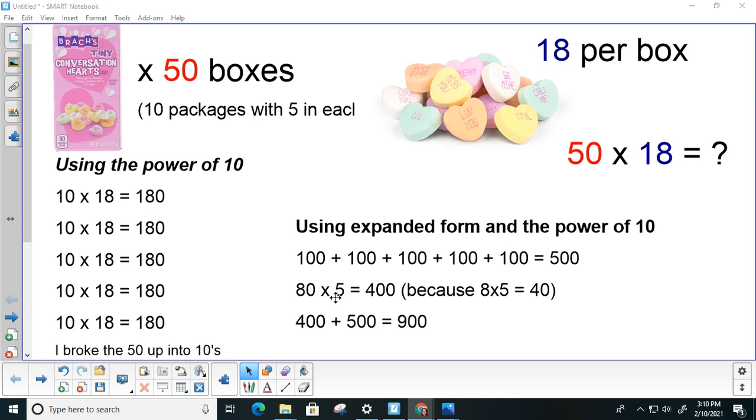I can also use the power of 10 here because I'm skilled at my 5 multiplication tables. So I know that 8 times 5 is 40. And if I do 8 times 5 is 40, and then I use the power of 10 by putting that 0 back on, I know that 80 times 5 is 400. So once I take my 400 plus my 500, I know that the answer is equal to 900 total conversation hearts. Now, the real question is, what am I going to do with all these hearts?